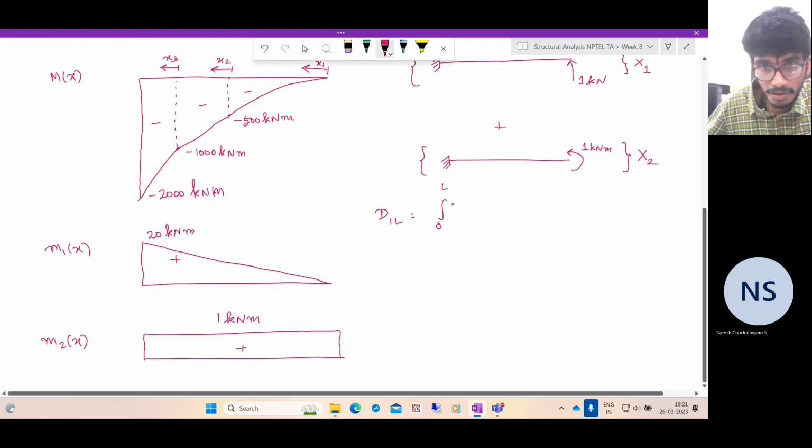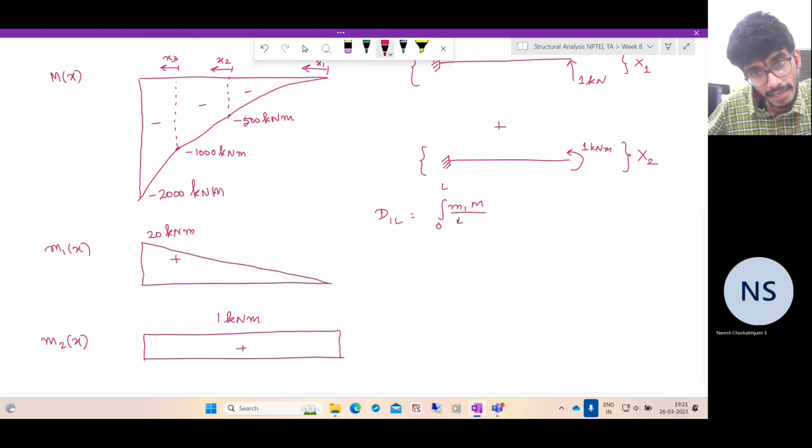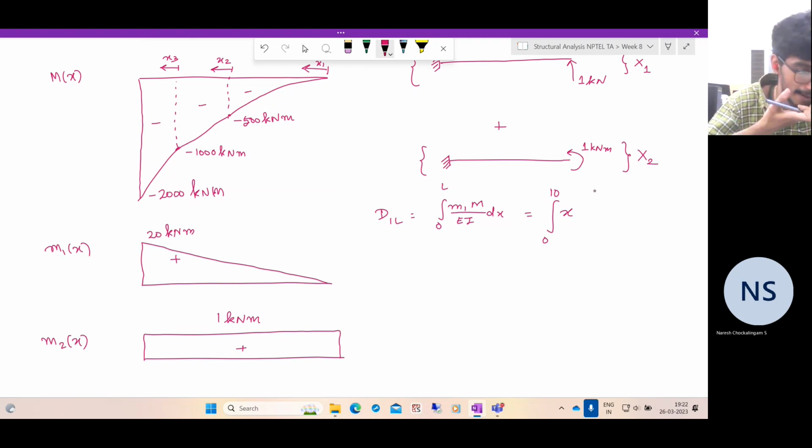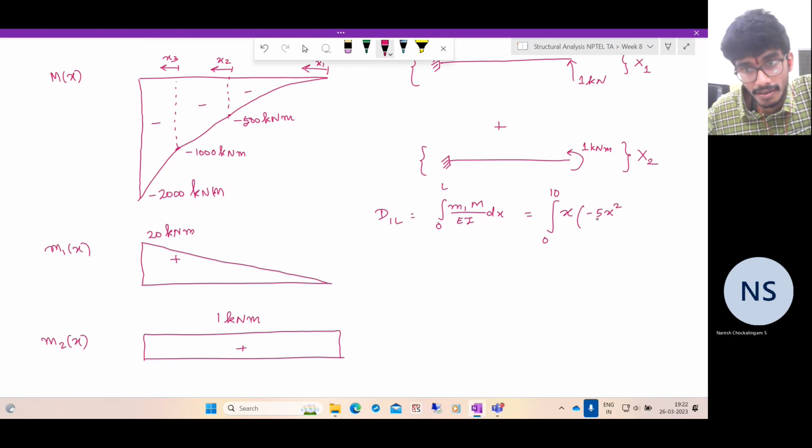So d1l is the integral 0 to L of m1 m by EI dx, which is nothing but the integral from 0 to... So the first region stretches from 0 to 10 meters. What is the virtual bending moment diagram? It is simply x. What is the real bending moment diagram? It is minus 5x squared, divided by EI.